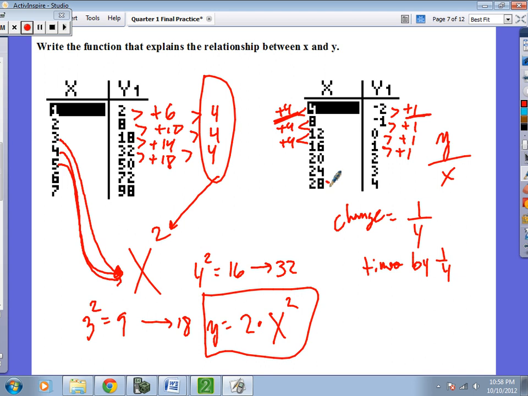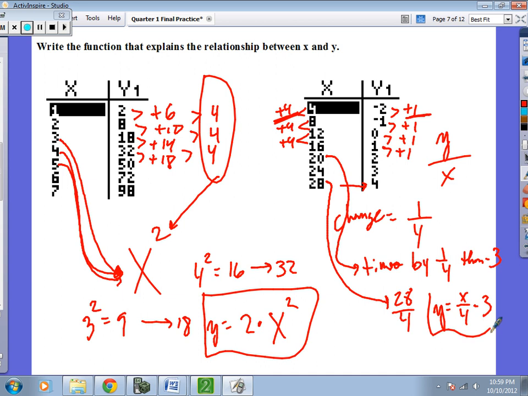So let's try 28. What is 28 divided by 4? That's 7. But I need to end up, 28 gives me a 4. So right now I'm at 7. So times by a 4th and then minus 3. So I think that's it. Let's try one more. Let's try 20. What is 20 times by a 4th? Or what's 20 divided by 4? That's 5. What's 5 minus 3? 2. So I got it. Y equals x divided by 4 minus 3.